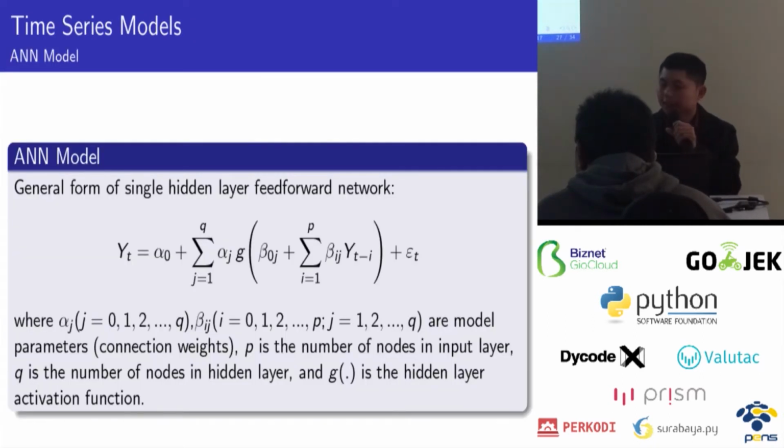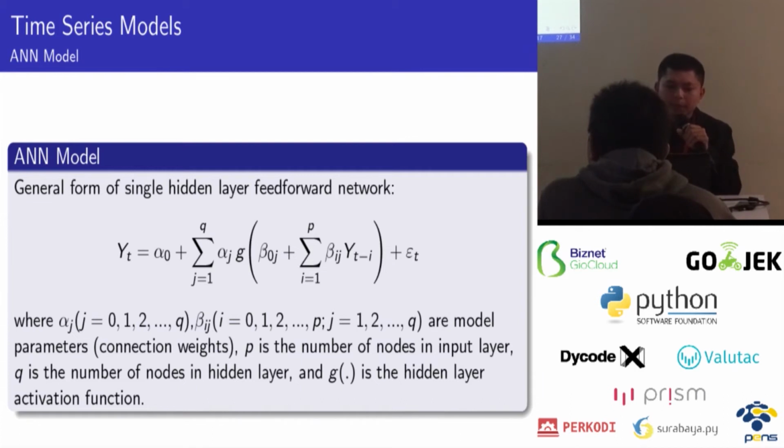Another model of time series is the neural network, which we usually use for time series modeling. Neural network is one of the non-linear models. ARIMA is somehow too strict with many assumptions, so we can use a machine learning algorithm. One of them is the neural network. This is the equation of the neural network model. This is called a feed-forward neural network or multi-layer perceptron.